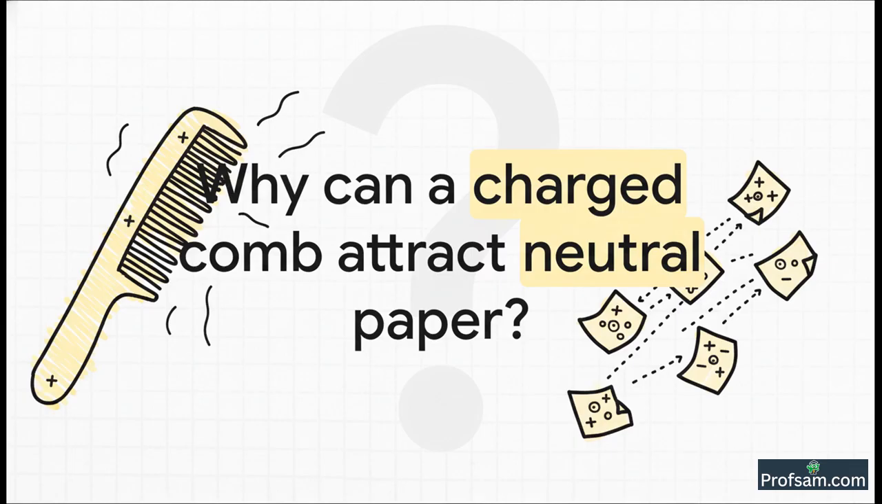I mean, the comb gets charged. Okay, we get that. But the paper pieces, they're neutral. They don't have any net charge. So how on earth can a charged object attract a neutral one? It's a great question, isn't it? Well, this is the exact puzzle we're going to solve today.